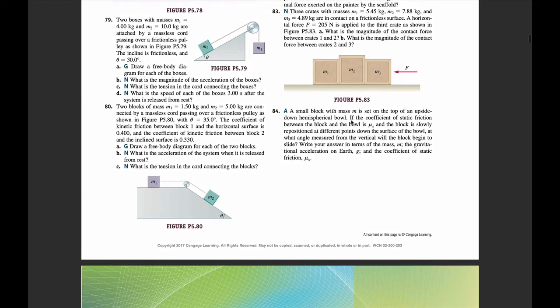Okay, so now we have two blocks on a pulley on a ramp. One of them is off the ramp. Two boxes with masses 4 kilograms and 10 kilograms are attached by a massless cord passing over a frictionless pulley, as shown in the figure. The incline is frictionless and theta is 30 degrees. Draw a free body diagram for each of the boxes.